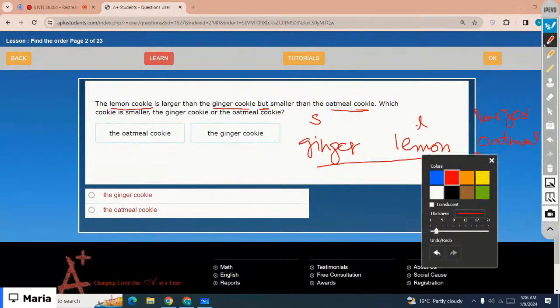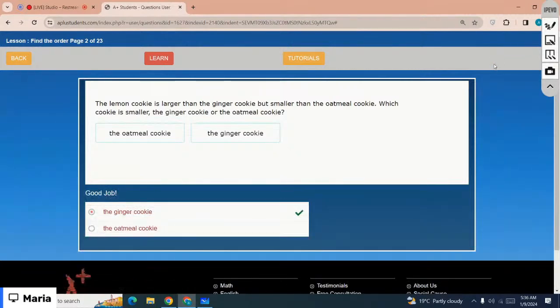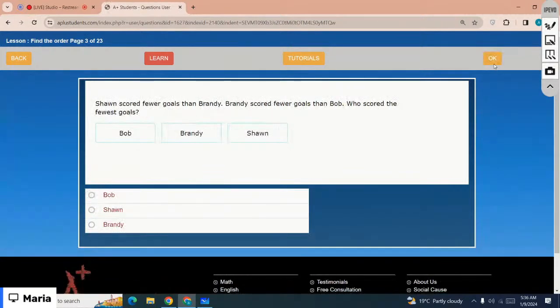So the correct option is the ginger cookie. Got it, everyone? If you have any question, any confusion, please ask. The smallest cookie is the ginger cookie. Got it?